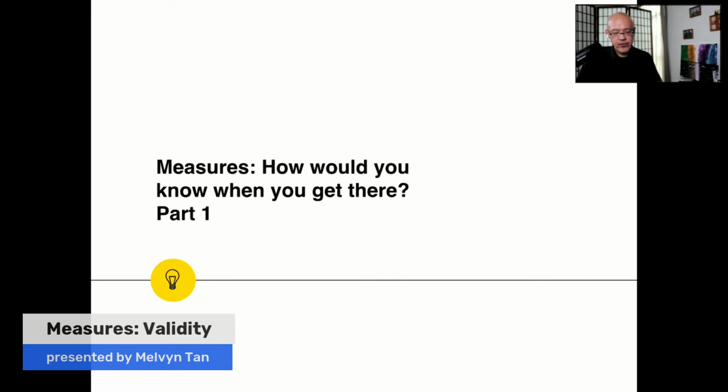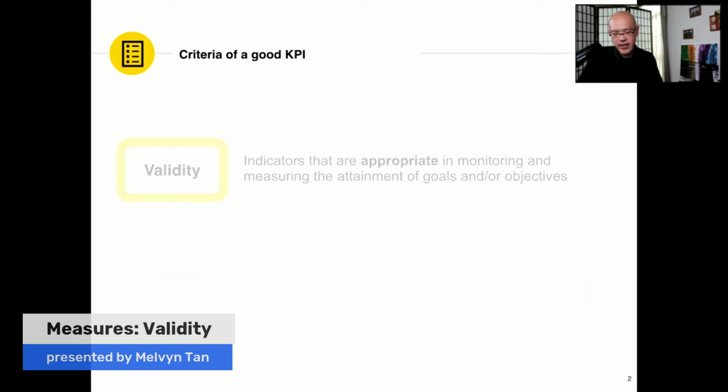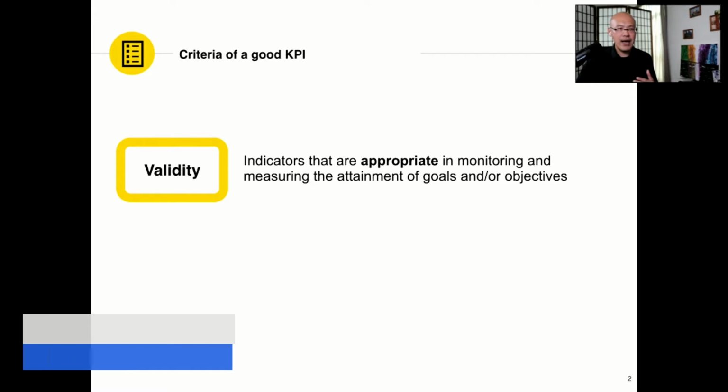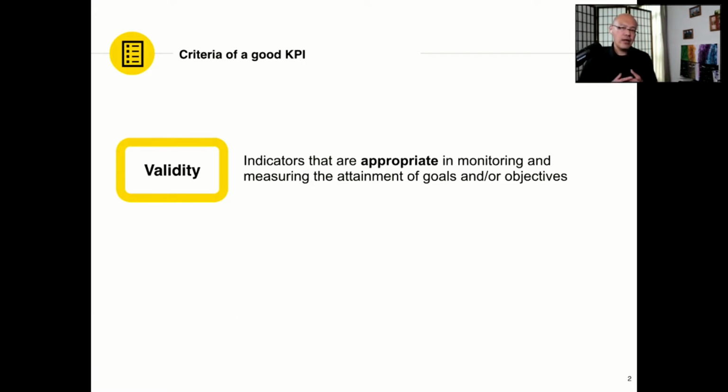First and foremost, let's take a look at the criteria for a good KPI. When we talk about criteria, there are two specifically, and I like to think of KPIs as, are they valid and are they reliable? So let's look at what is a valid indicator first. A valid indicator is a set of indicators that are appropriate in measuring the attainment of your goals or objectives. So it must be valid. What do I mean by that? We'll go into a bit more detail in a bit.